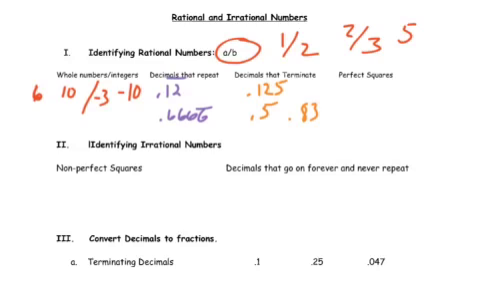Now, perfect squares are also rational numbers, and perfect squares are the squares that you're familiar with, such as the square root of 25. Okay, the square root of 25 we know is 5, and 5 is a rational number. Something like the square root of 81. The square root of 81 is 9, which is a rational number. So your perfect squares that you're familiar with are also rational numbers.